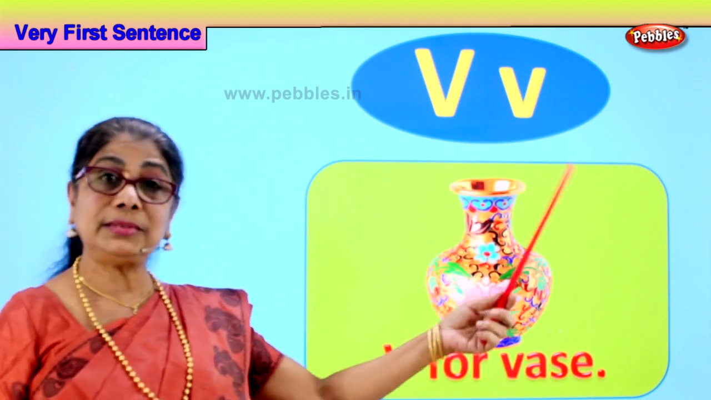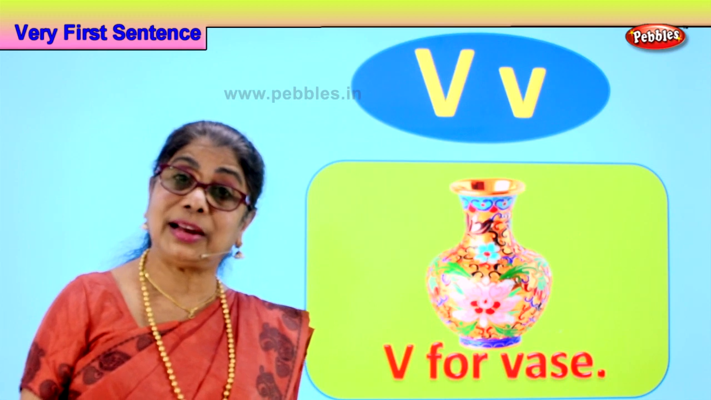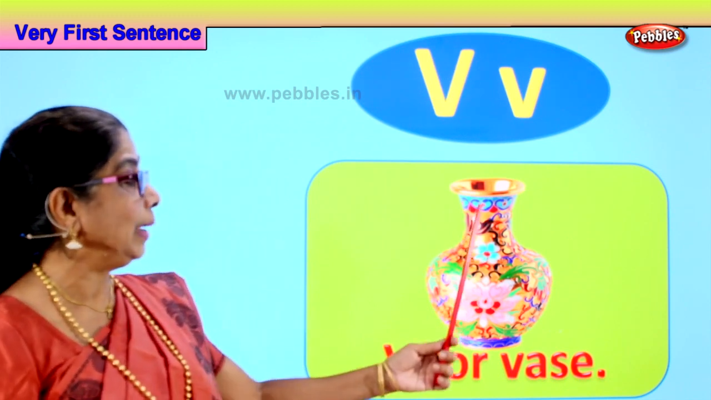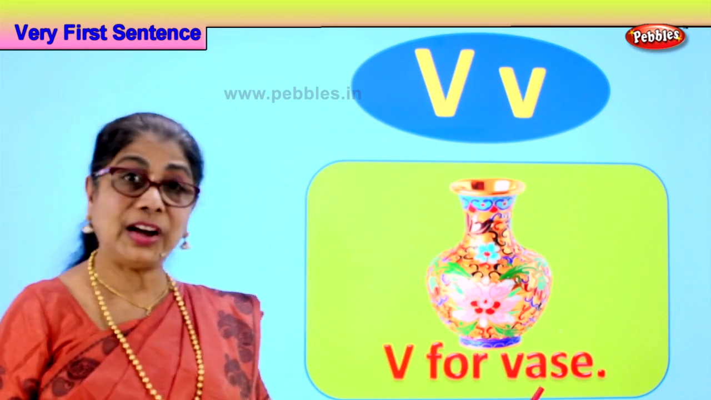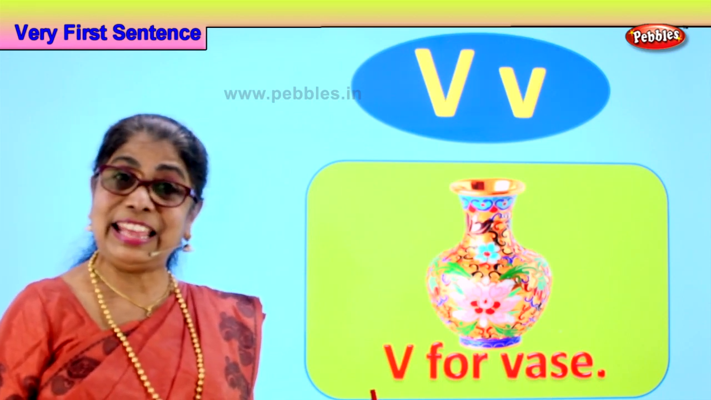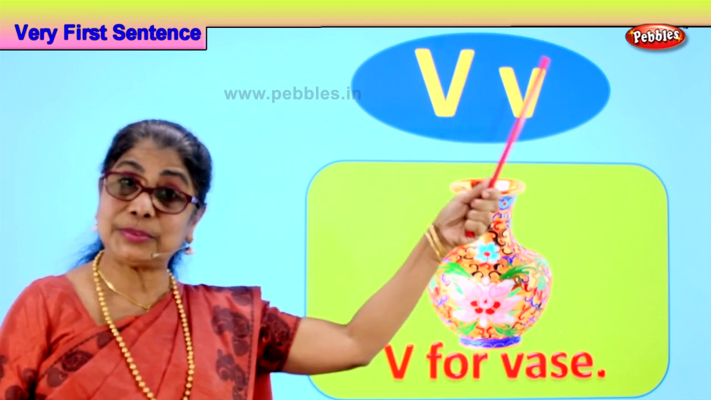And you put flowers in it. Either dry flowers, plastic flowers, or fresh flowers. Look at the beautiful painting on the vase. V for vase. Read it again. V for vase. Capital letter V and small letter V.